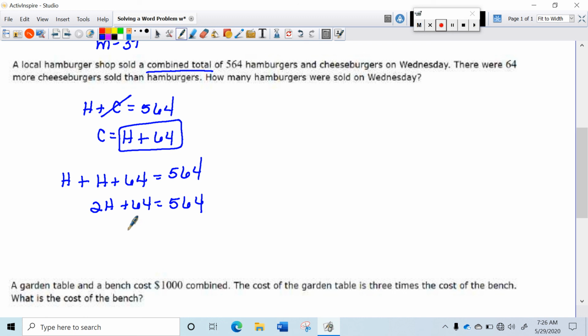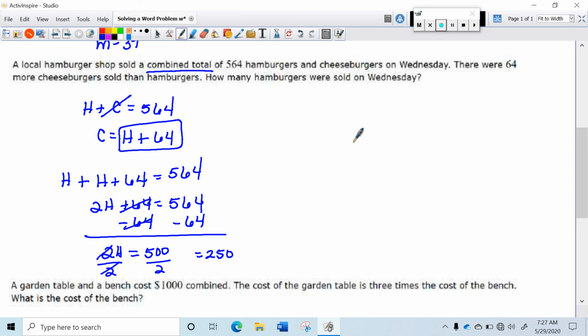The opposite of positive 64 is negative 64, so I'm going to subtract out 64 from both sides. Bring down the 2h, opposites cancel, bring down the equal. 564 take away 64 is 500. Divide both sides by 2, because the opposite of multiplying by 2 is dividing by 2. Top cancels with bottom, and 500 divided by 2 is 250. So that's the hamburgers, because that was h that we were solving for. So, 250 hamburgers.